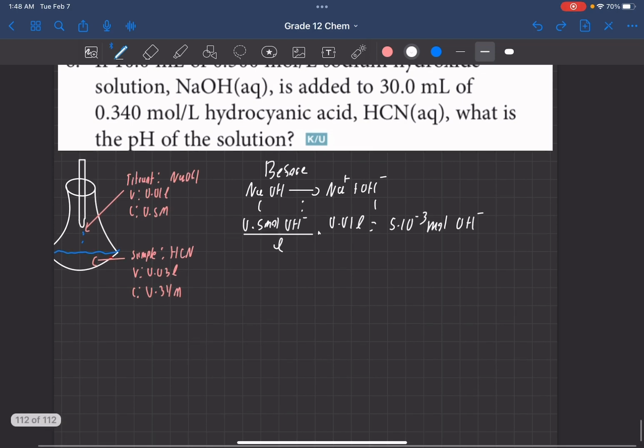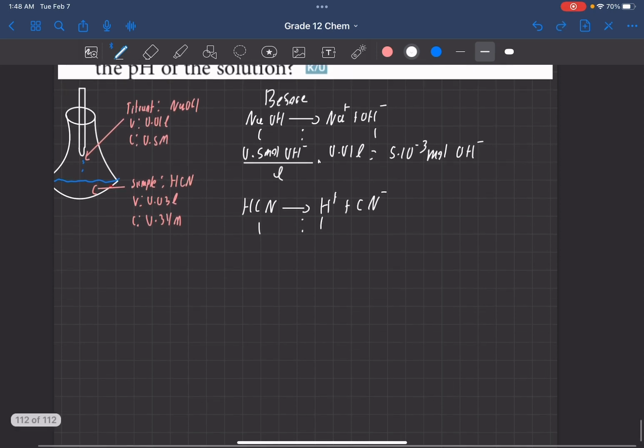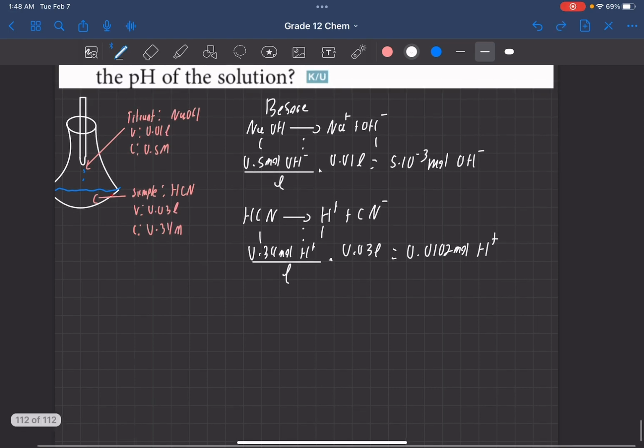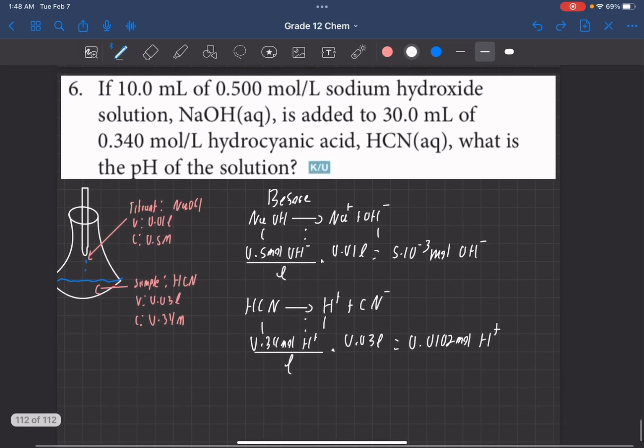Okay, so how about our hydronium concentration? We get that from our HCN, which is going to act like a strong acid due to Le Chatelier's principle, as we said before, 1-to-1 ratio, right? So we have 0.34 moles of hydronium per liter times the volume of the sample, so 0.03 liters, and we should get 0.0102 moles of hydronium before the titration or the reaction began.